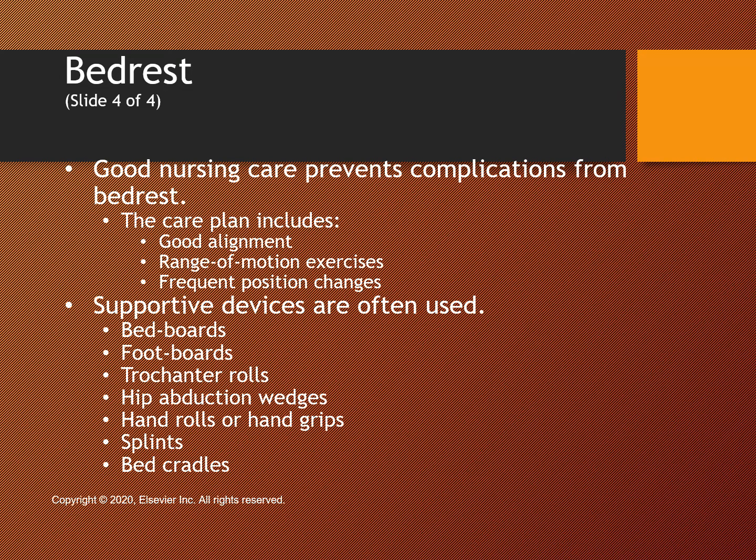Good nursing care prevents complications from bed rest. The care plan includes good alignment, range of motion exercises, frequent position changes. Supportive devices are often used: bed boards, foot boards, trochanter rolls, hip abduction wedges, hand rolls, and hand grips, splints, and bed cradles. A footboard is placed so the soles of the feet are flush against it. Footboards prevent plantar flexion that can lead to foot drop.